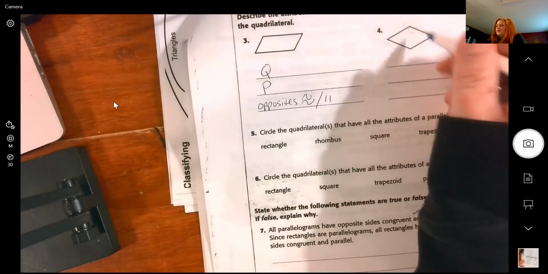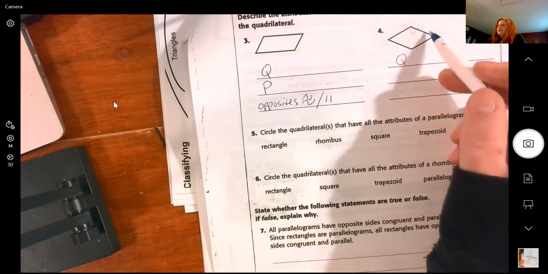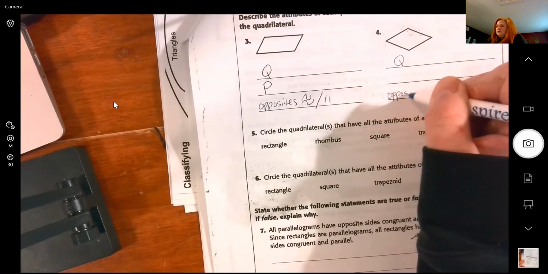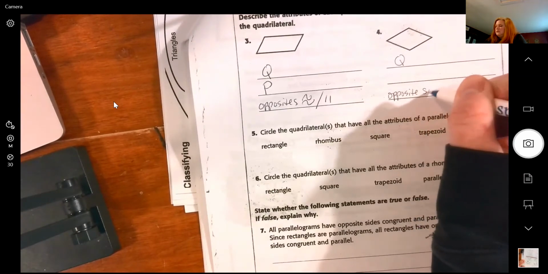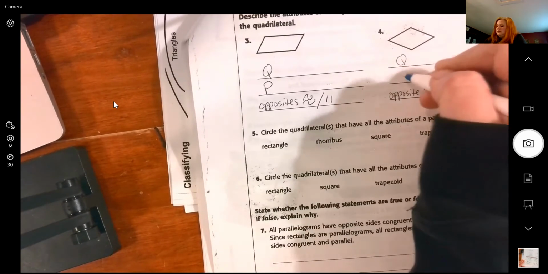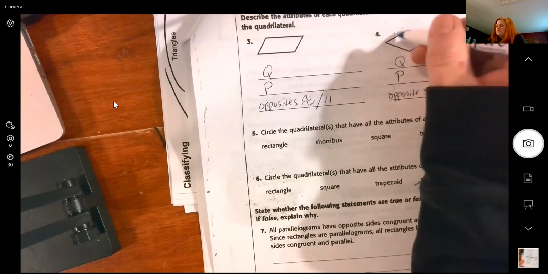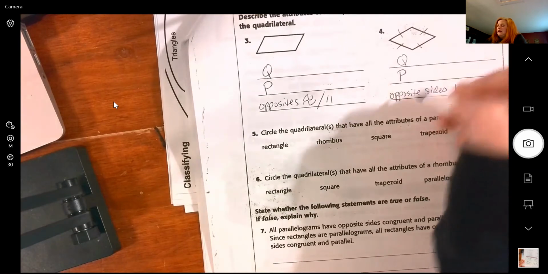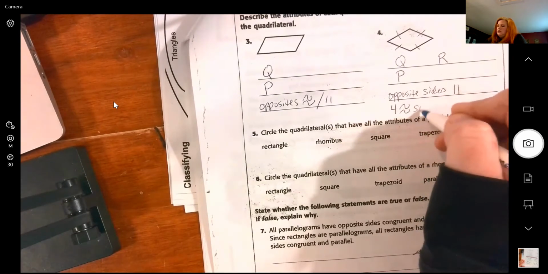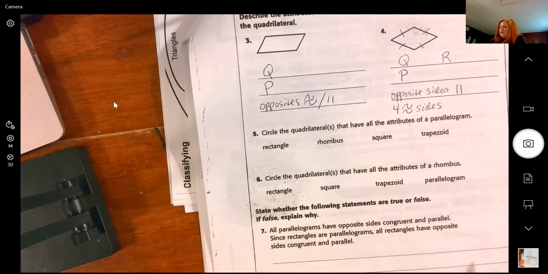All right, now we have this one. We're going to start. Does it have 4 sides? Yes, so it's a quadrilateral. Does it have opposite sides parallel? Yes. Does it have 4 congruent sides? Yes, so it's a rhombus. Does it have right angles? No, so it can't be a square.